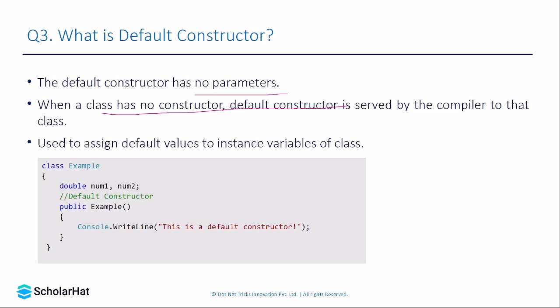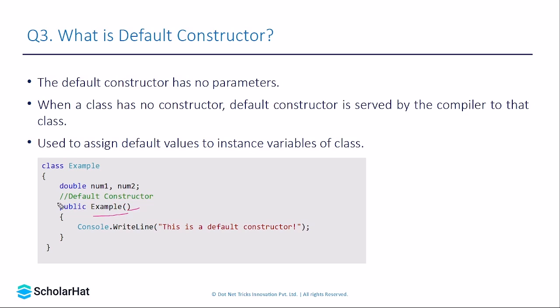Let's understand this with an example, like how can we create a default constructor. You can see that there is a class named Example, and we have two fields over here, num1 and num2. In this way, we can declare a default constructor. The constructor name is the same as the class name, and there is no exception in that. A constructor name has to be similar to the class name, and since we are not passing any parameter inside it, that's why it is called a default constructor.